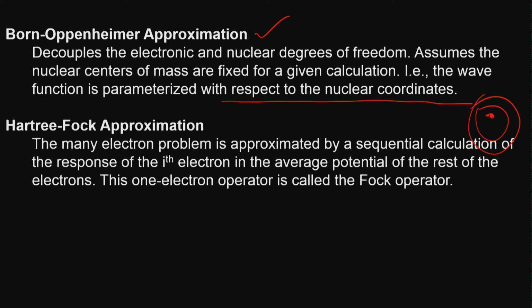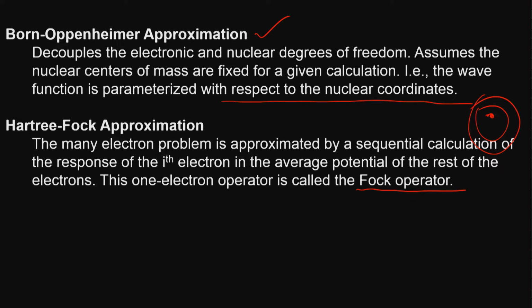Then comes the Hartree-Fock approximation. As you know, there are many electrons in each atom. So, you approximate by a sequential calculation of the response of the ith electron in the average potential of the rest of the electrons. This one-electron operator is called the Fock operator. That means suppose there are 20 electrons and you are looking at the ith electron's interaction with all the 20, it is going to be very difficult, right? Ith with 1, ith with 2, ith with 3, ith with 4 and so on, too many calculations.